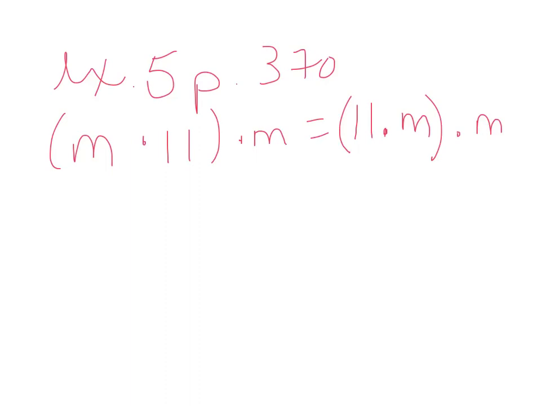And so they're saying, okay, what's the difference between these two? Well, let's look at it. M times 11 times m and 11 times m. The parentheses are in the same spot. What is changing are the terms inside. And so if the terms are flipping, the numbers are flipping, it's commutative property. And because we're using multiplication, it's commutative property of multiplication.